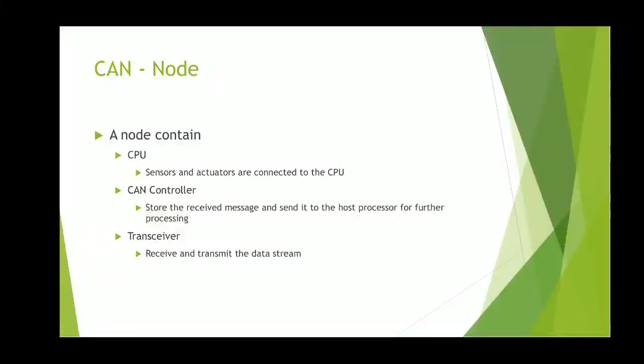A CPU, a CAN controller and a transceiver together form a CAN node, and various sensors and actuators are connected to the CPU. The CAN controller stores the messages received from the CAN bus, and also stores the messages to be sent to the CAN bus. The transceiver does the communication task. It contains a CAN transmitter and a CAN receiver.